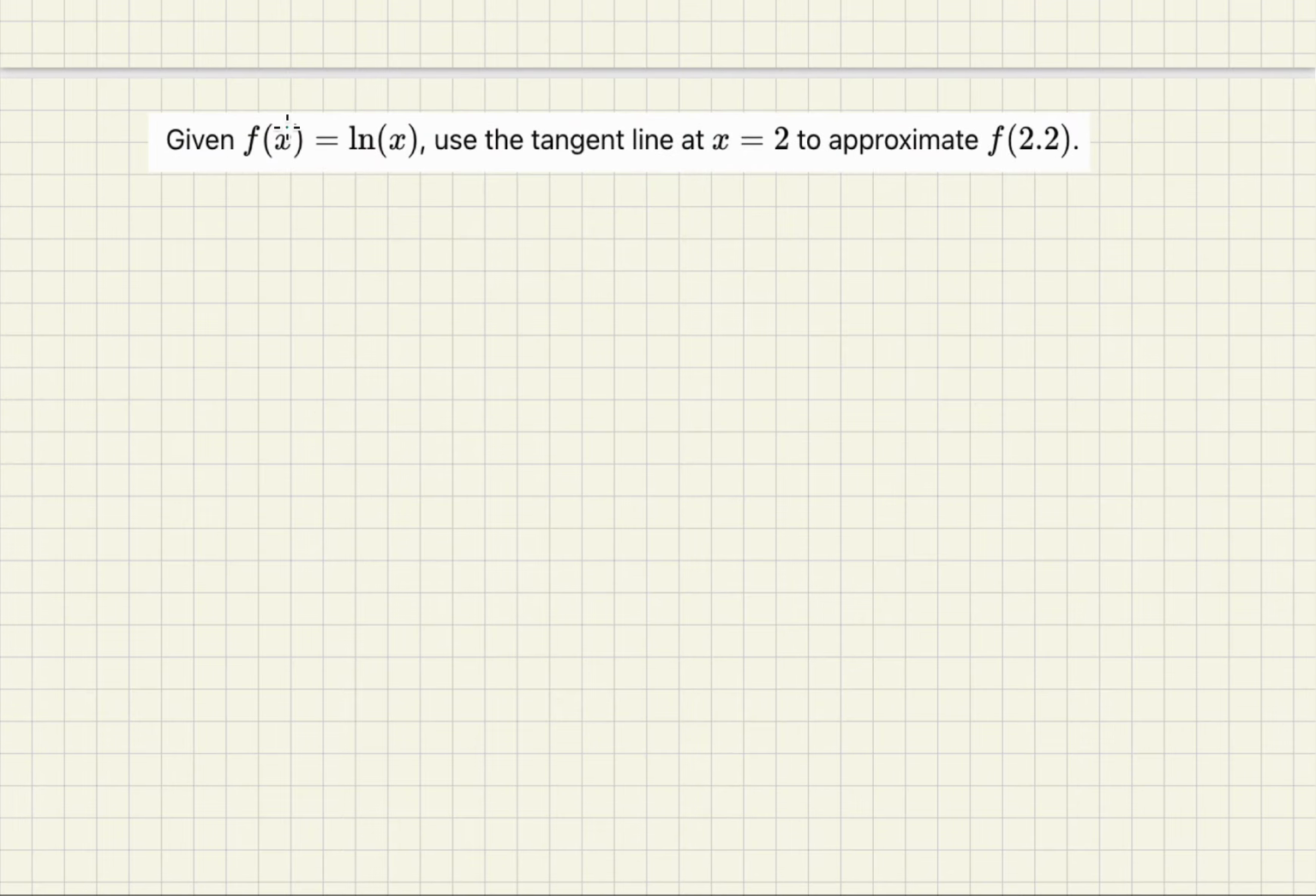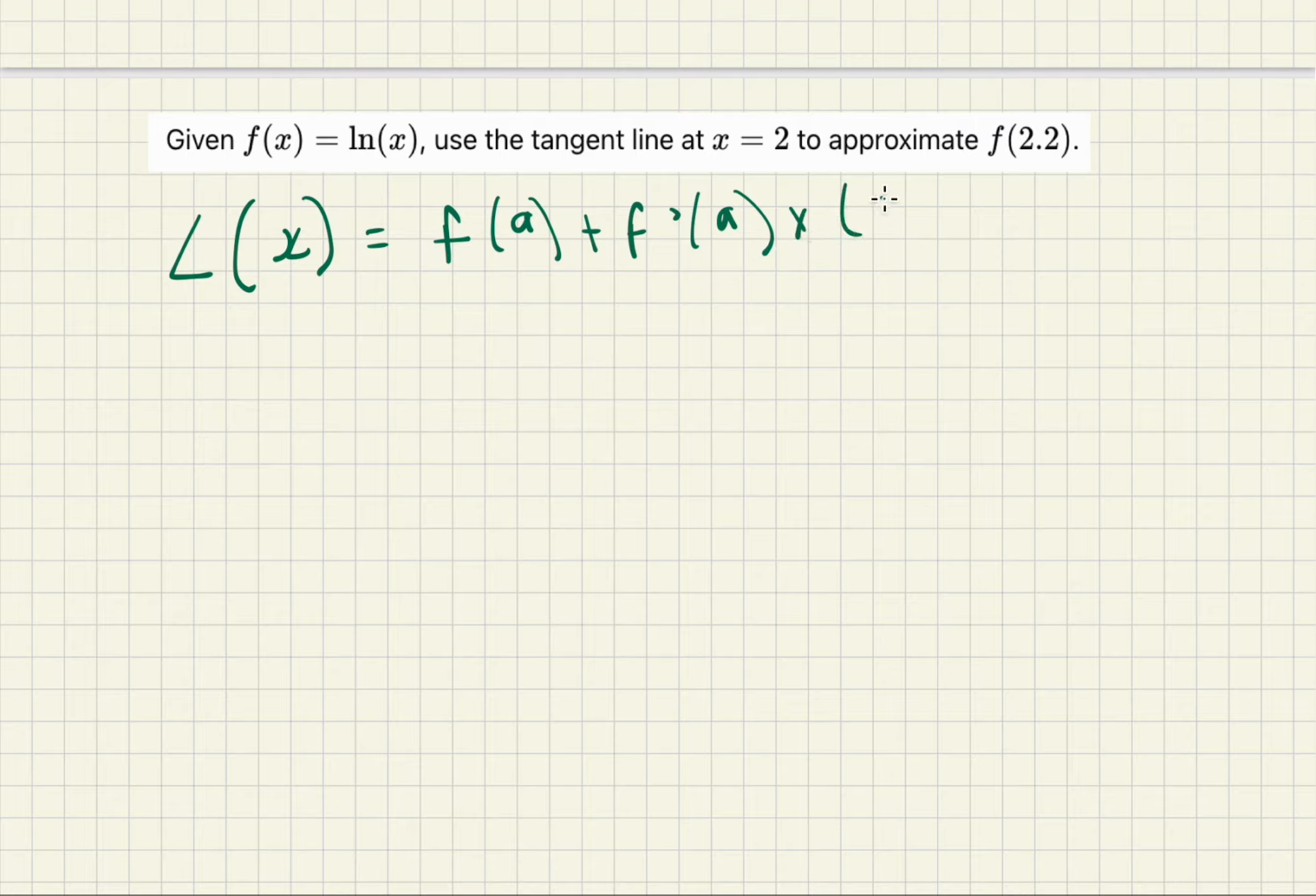So in this question, the function given to us is f of x equals natural log of x, and the tangent line is at x equals 2. And what we're approximating is f at x equals 2.2. Now, like always, we'll start with the formula, which is L of x equals f of a plus f prime of a times x minus a.